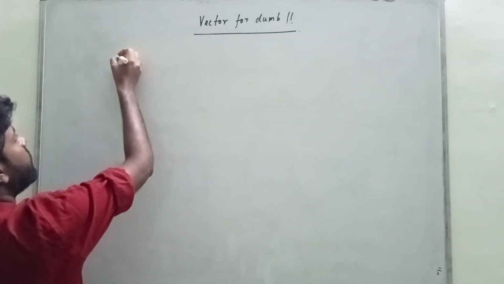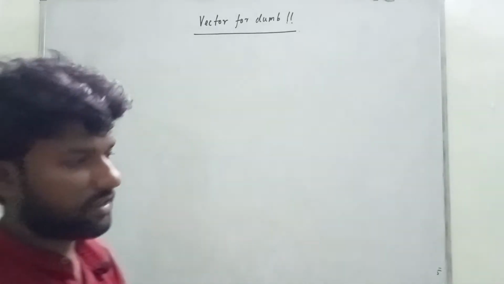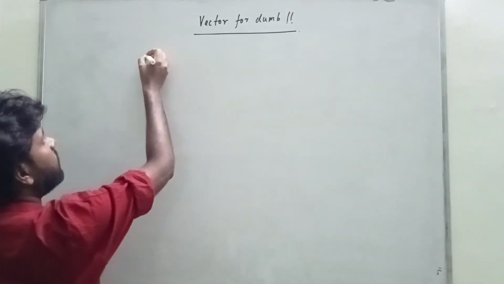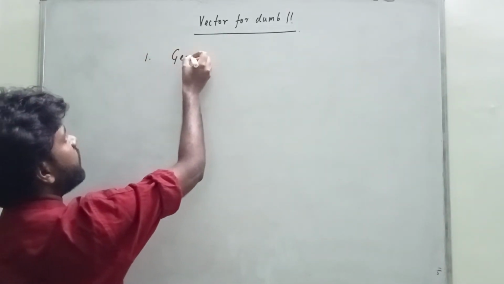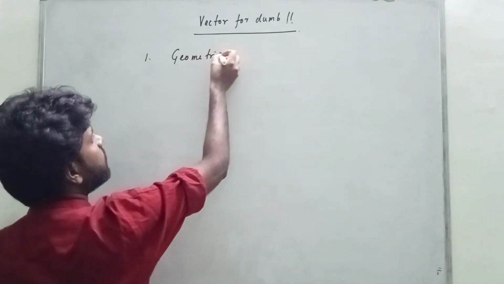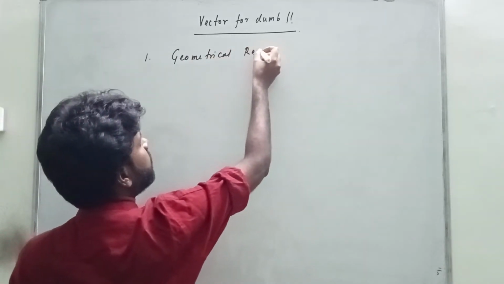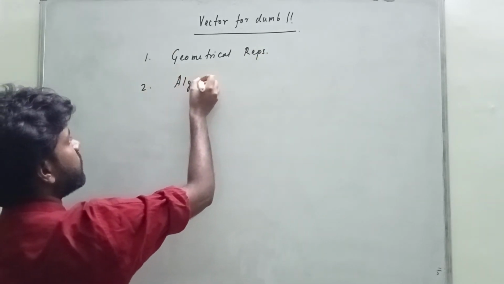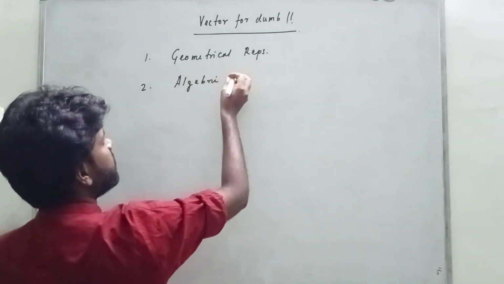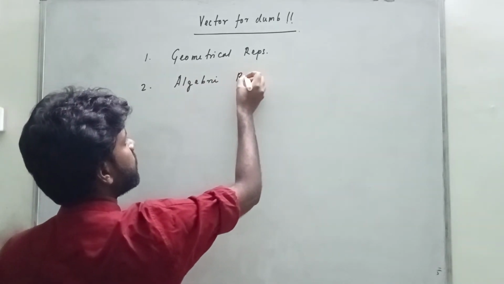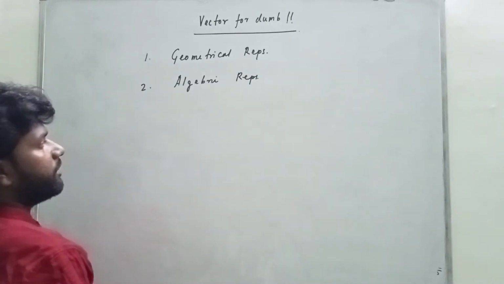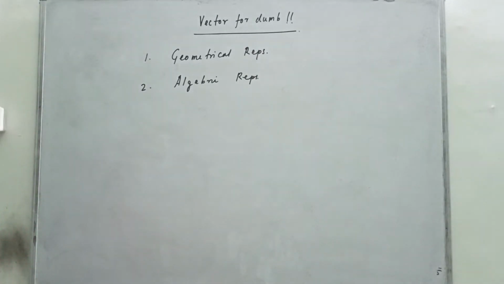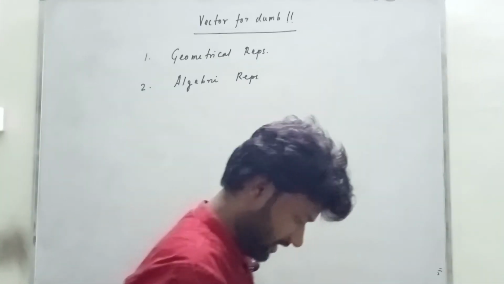First of all, there are two representations to represent a vector quantity. One is the geometrical representation, and another one is the algebraic representation, to represent the algebra of vector quantities.